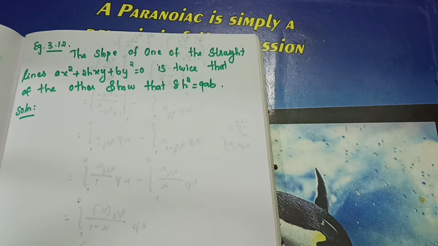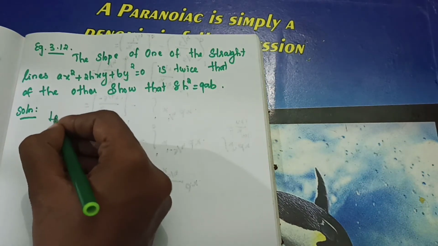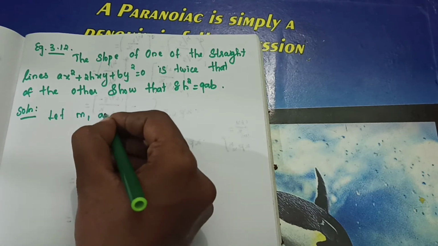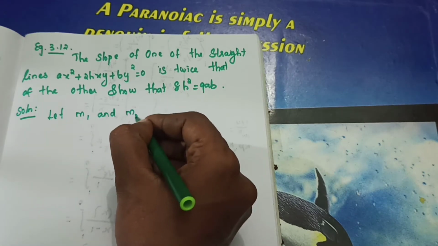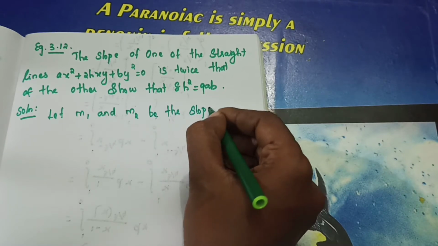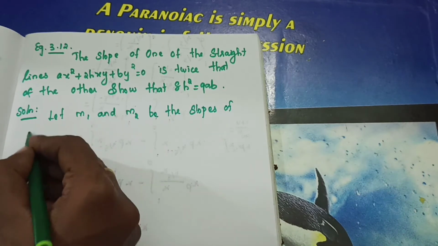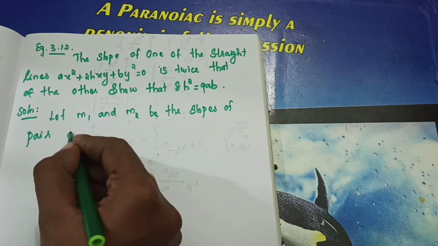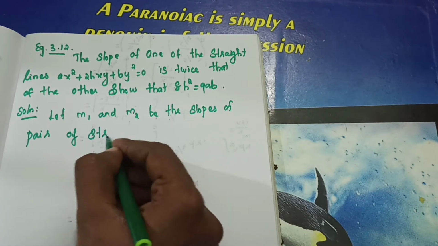Okay, first. So let us consider, let m1 and m2 be the slopes of the pair of straight line.